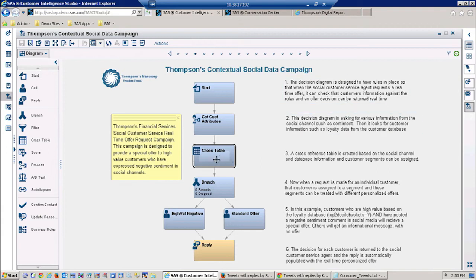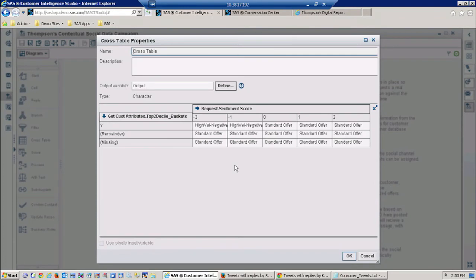And the way that we're doing that is via some pretty simple logic here that we have in what's called a cross-table node. Now in this cross-table node, we're using two basic criteria, right? If a customer is in our top 2 deciles of all of our customers in the database and they have a negative sentiment that has been expressed over social channels, then we want to deliver to them what's called a high-value personalized offer. If they fall outside of that criteria, we want to give them a standard or informational offer. So let's take a look at how that might work.